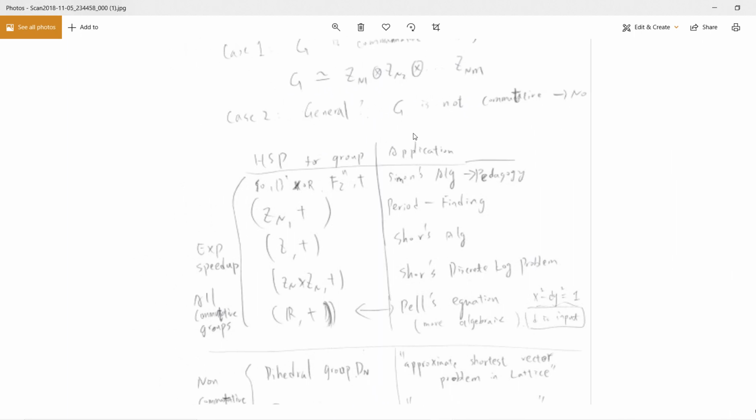Case 2 is that G is not abelian. G is a non-abelian group. Then the answer is we don't know. Up to now, the answer is no.